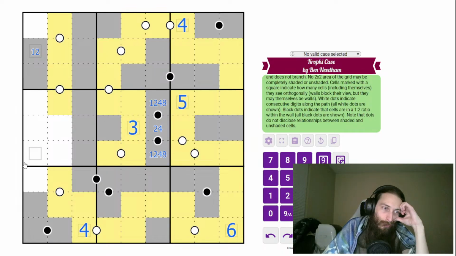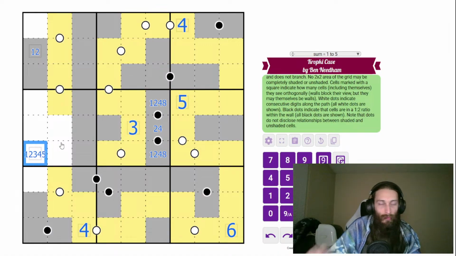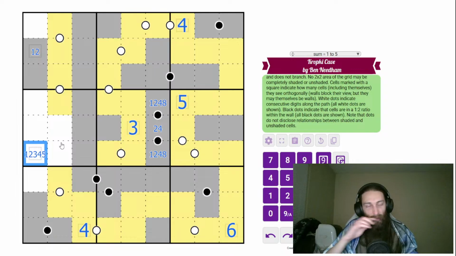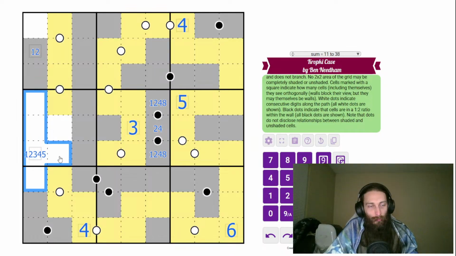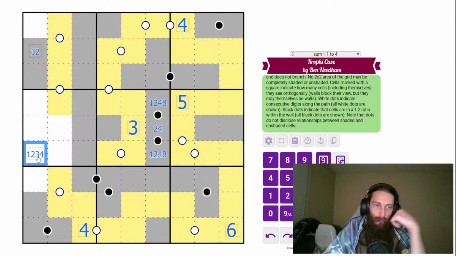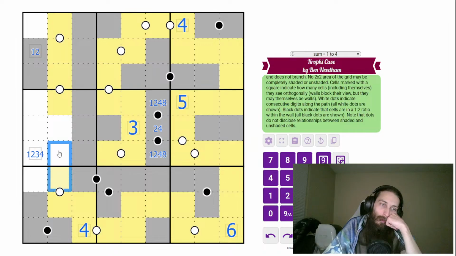Chip Sounder says the square in box 4 is at most 5. That is true. Although, if it was a 5, it would look like this, which would have to be a branch. So it cannot be a 5. And, well, it could be a 1 if this just went past it, and if it's a wall.